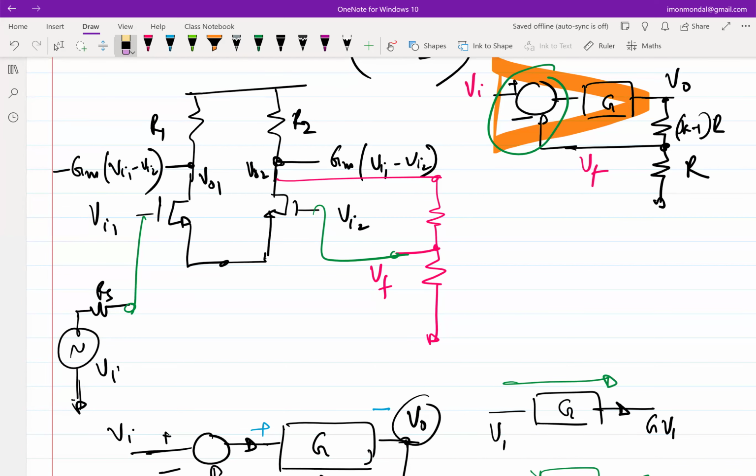So let's break the loop somewhere. If I break the loop here, and I apply just an increment, I don't need the value or anything. Just let's assume that the voltage increased. If the voltage increased at that point, what's going to happen to V0? Increase or decrease? I mean, going up or going down?